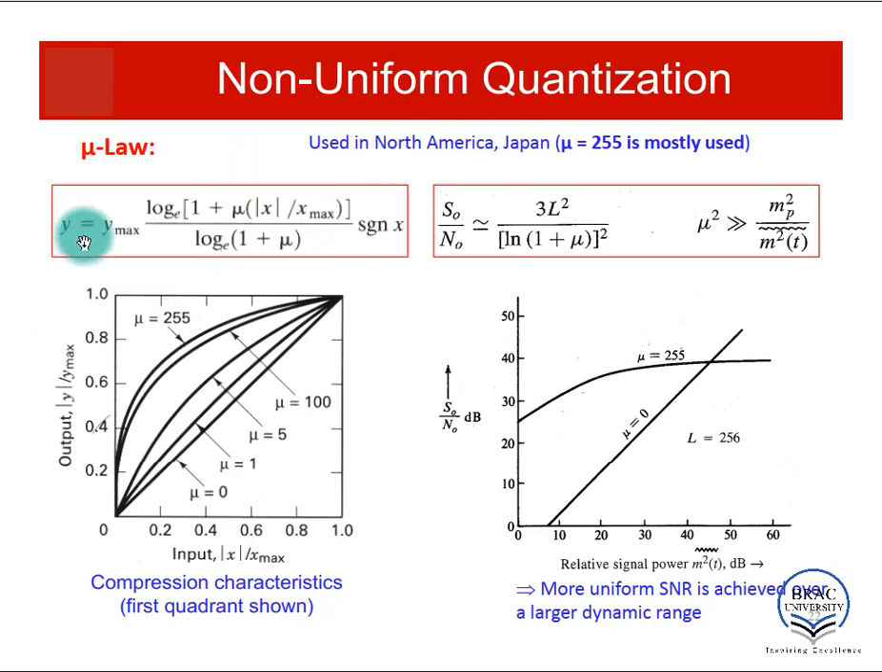So let's say I have 5 samples. For each of the 5 samples, I will need to do this operation for compression. We will see a mathematical example in our live class.